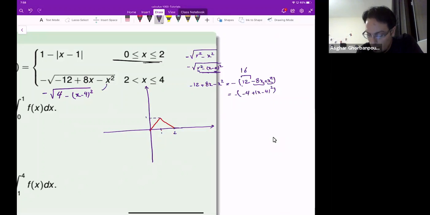What is this? This is a lower semicircle centered at (4, 0). I shifted everything 4 units. And what is this 4? This is the square of the radius, so the radius is 2. Let's sketch that graph. So this is 4. This is 2, 3, 4. Then the semicircle down there. The radius is 2. So if we start from here, I will go up right there.